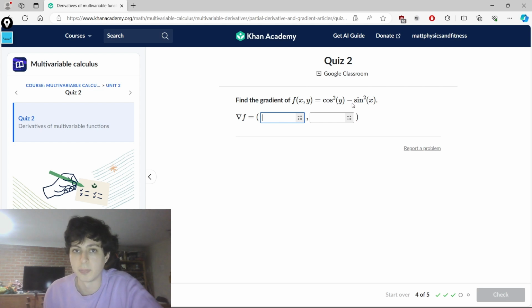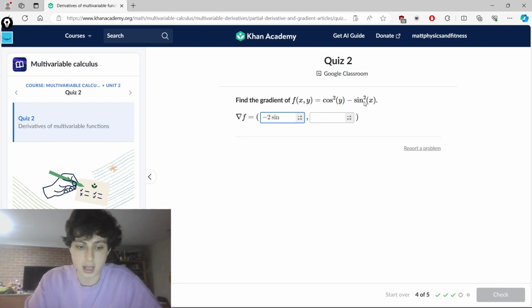Now we look at this function. Minus 2 sine x, chain rule, derivative of sine, cosine. Minus 2 sine x, cosine x.